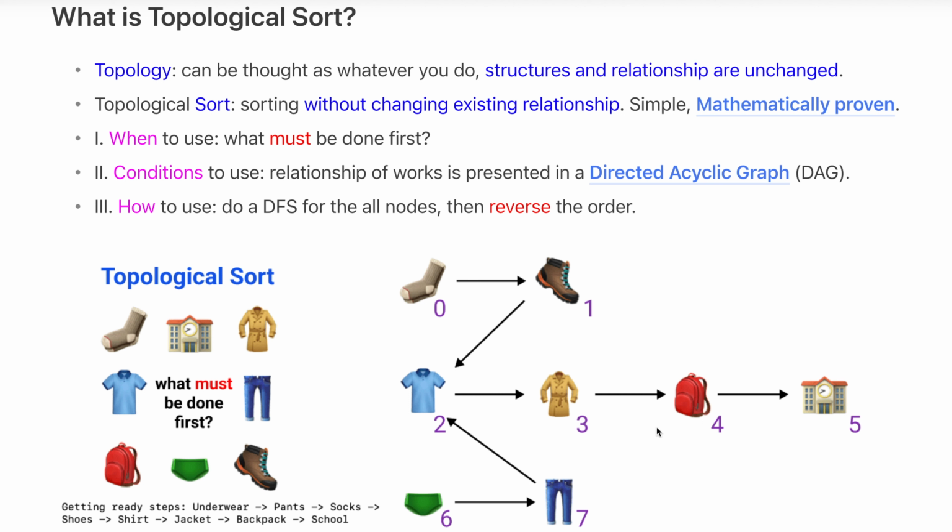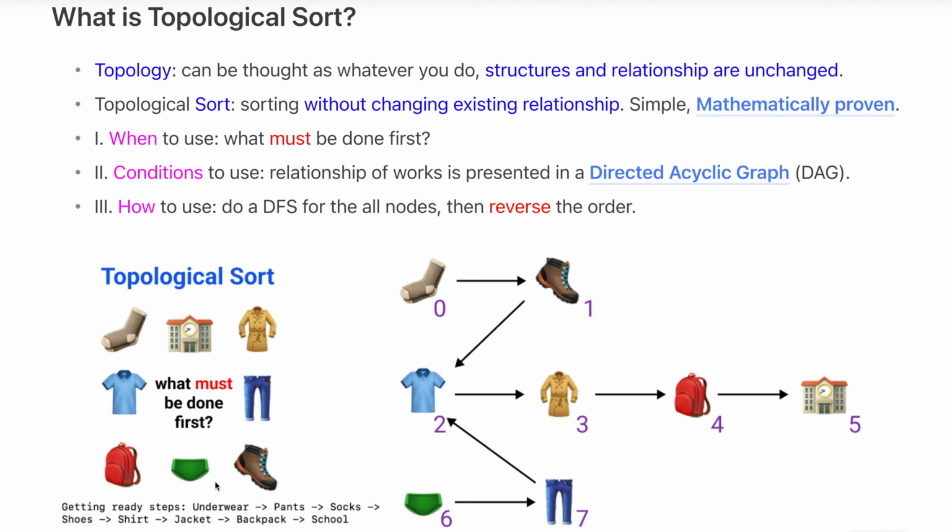And one important thing about this graph is, it cannot have any cycle. And as you can see here, our graph has no cycle. So the condition to use topological sort is really simple. It's a directed graph with no cycle. And then to answer our original question, what must be done first? We simply do a depth first search for all the nodes. And then we reverse the order of our result. And then we have our answer here.